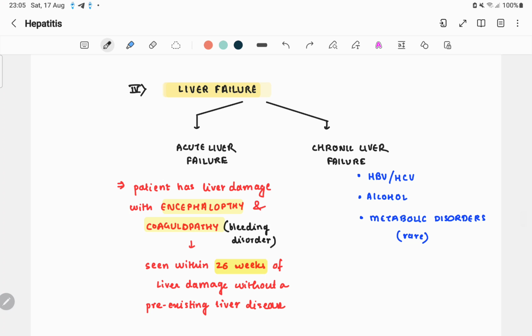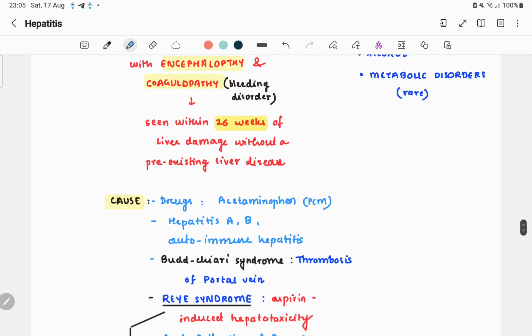Basically, when paracetamol goes to the liver, it produces a toxic intermediate that is called NAPQI. You must have read this in pharmacology. This NAPQI is basically hepatotoxic. NAPQI is hepatotoxic. So this is the main effect exerted by paracetamol.